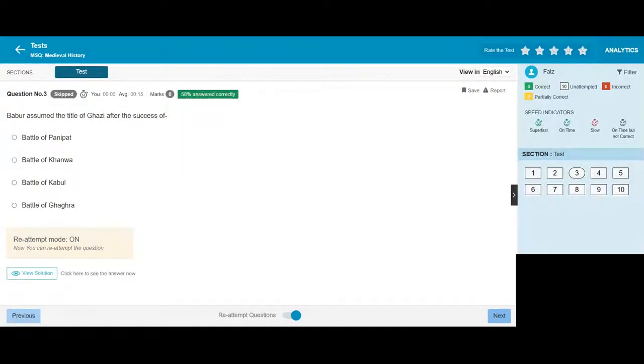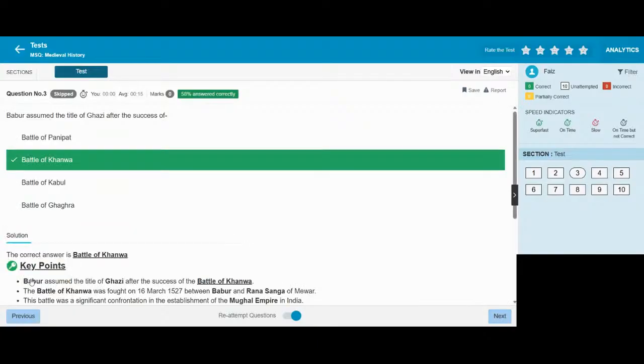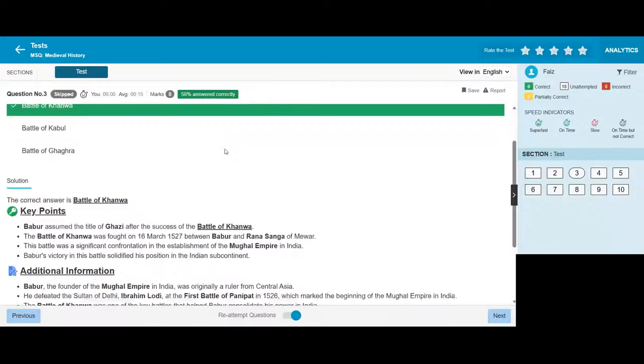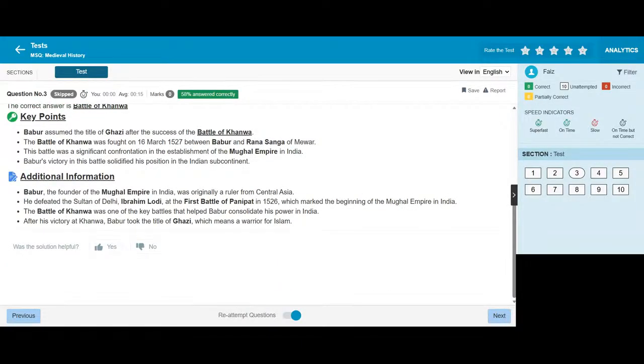Babur assumed the title of Ghazi after the Battle of Khanwa. The Battle of Khanwa was fought on 16 March 1527 between Babur and Rana Sanga of Mewar. This battle was a significant confrontation in the establishment of the Mughal Empire in India. Babur's victory in the battle solidified his position in the Indian subcontinent.